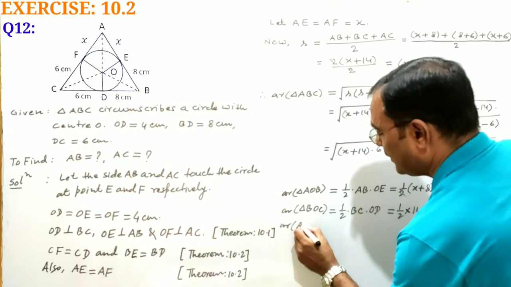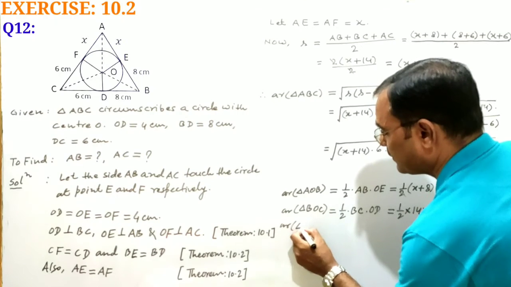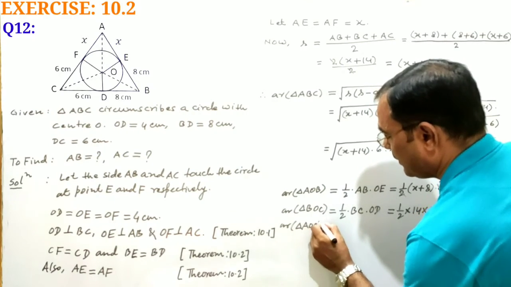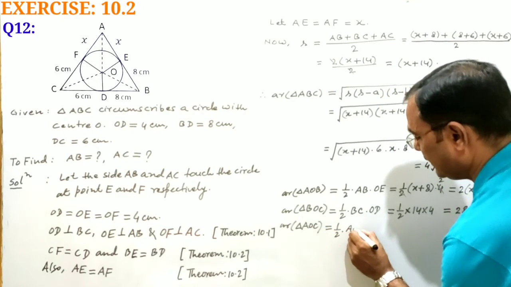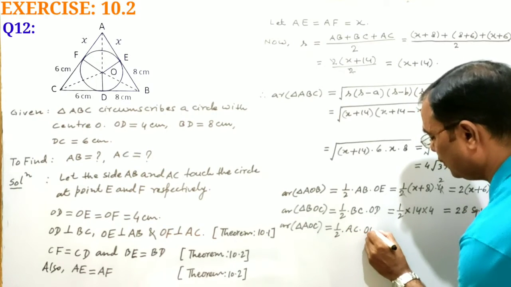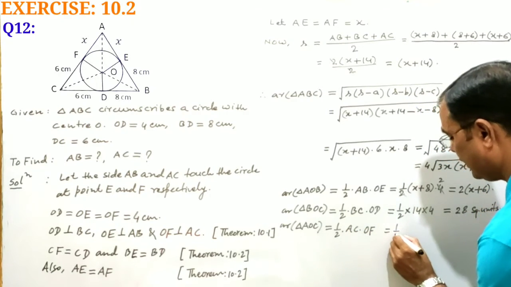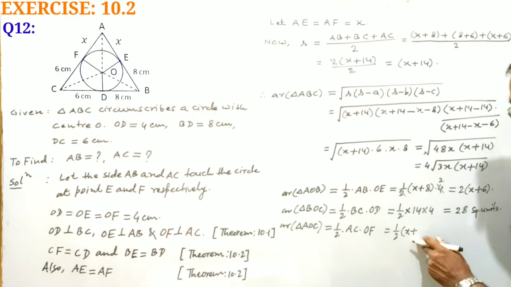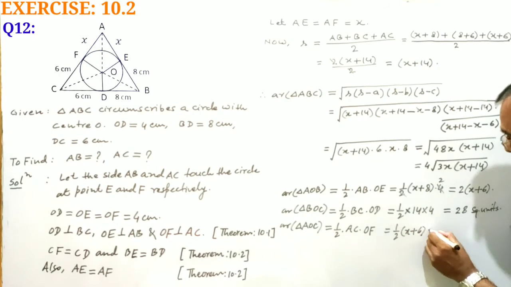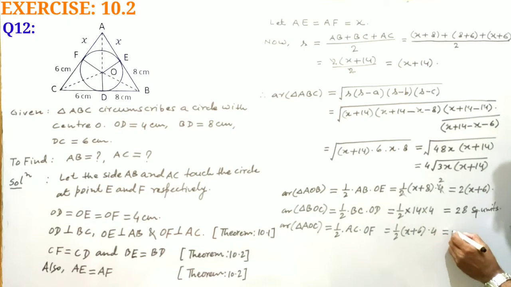And area of triangle AOC is equal to half into base AC into altitude OF. So this is half into x plus 6 into 4 centimeter altitude, so this is 2 into x plus 6 square units.